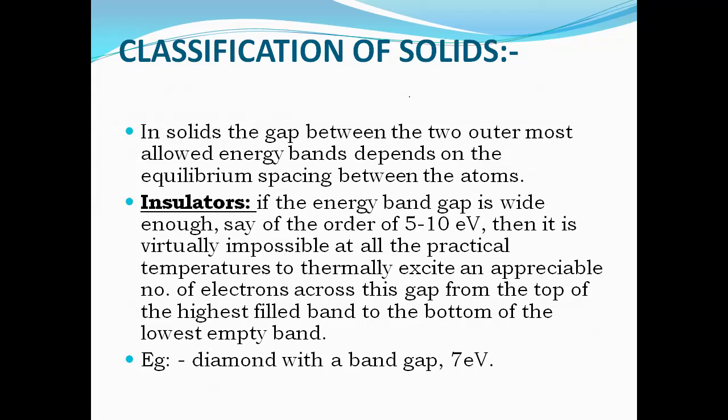Only at very high temperatures can electrons attain enough energy to be excited from the valency band to the conduction band to overcome the gap of about 5 to 10 electron volts. The best example of an insulating material is diamond, with an energy band gap of about 7 electron volts. Hence, diamond is a bad conductor of electricity.